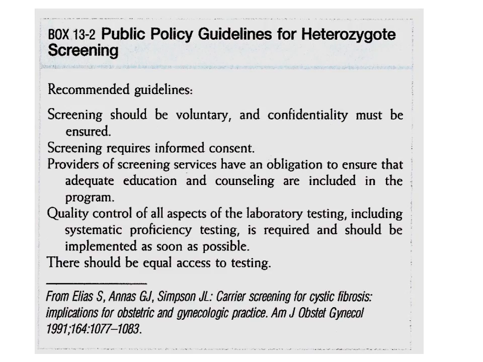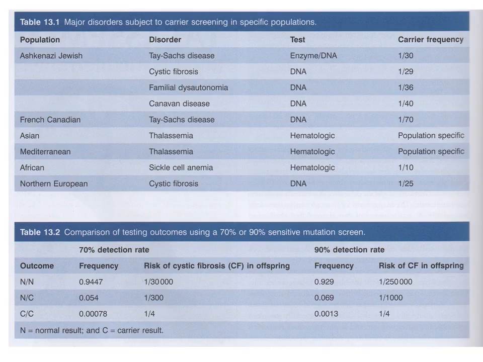And here are public policy guidelines for heterozygote screening. It should be voluntary, confidential, require informed consent, and have quality control. There should be equal access to testing. And here's your textbook's version of these things. Major disorder subject to carrier screening, the test. Sometimes it's not DNA. And then the carrier frequency.